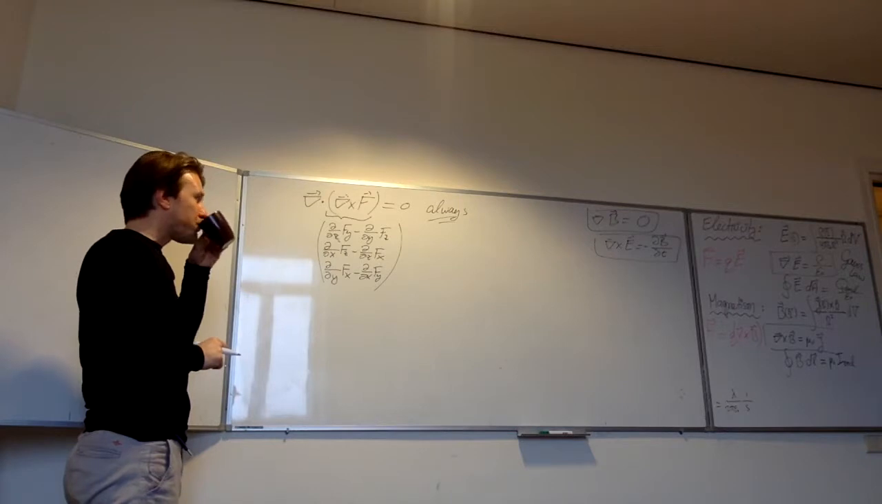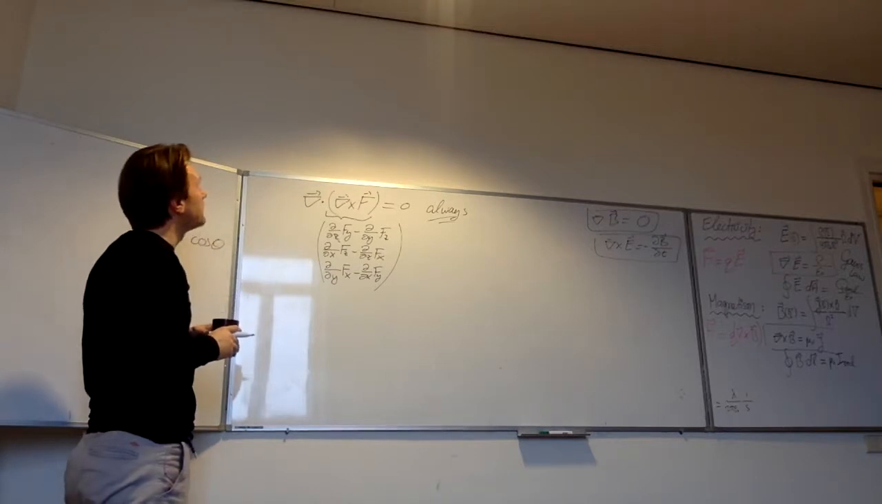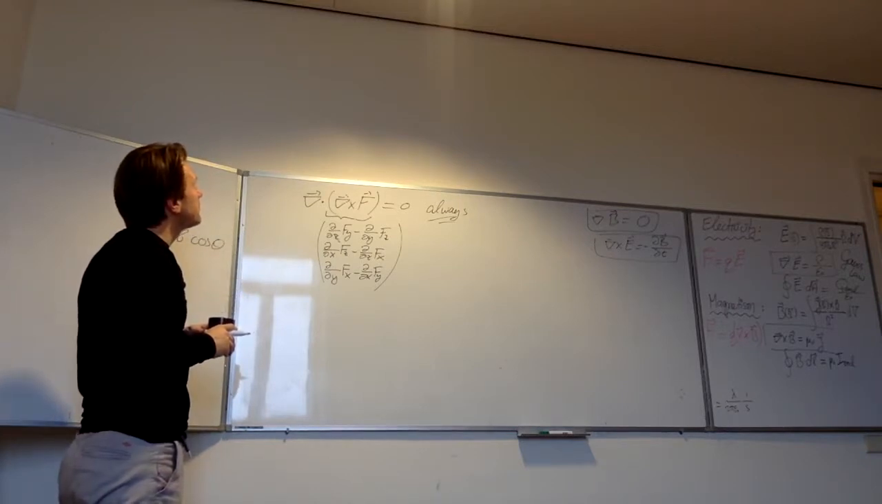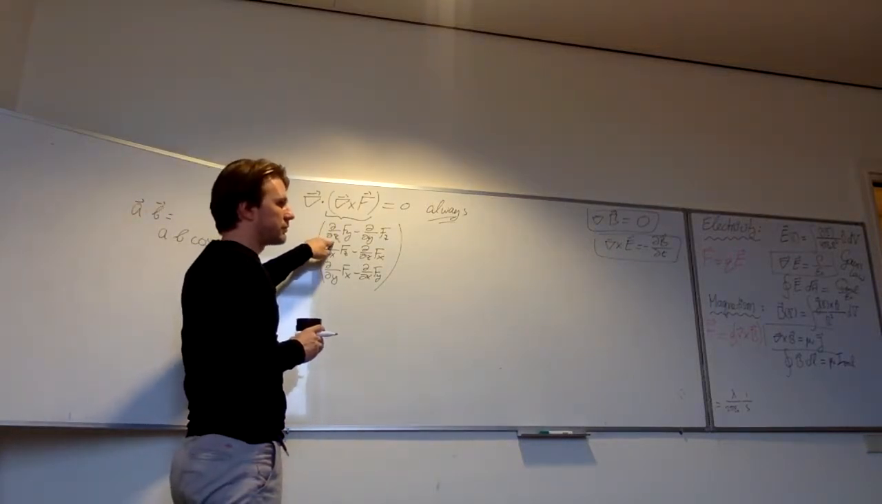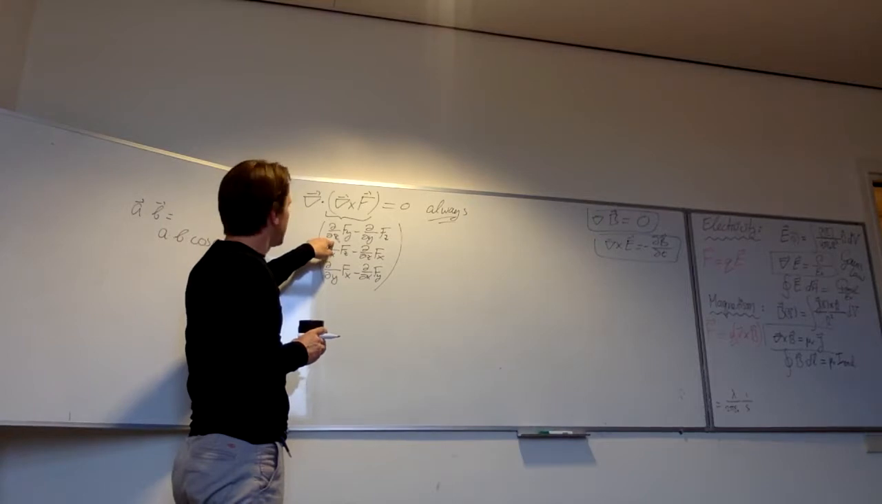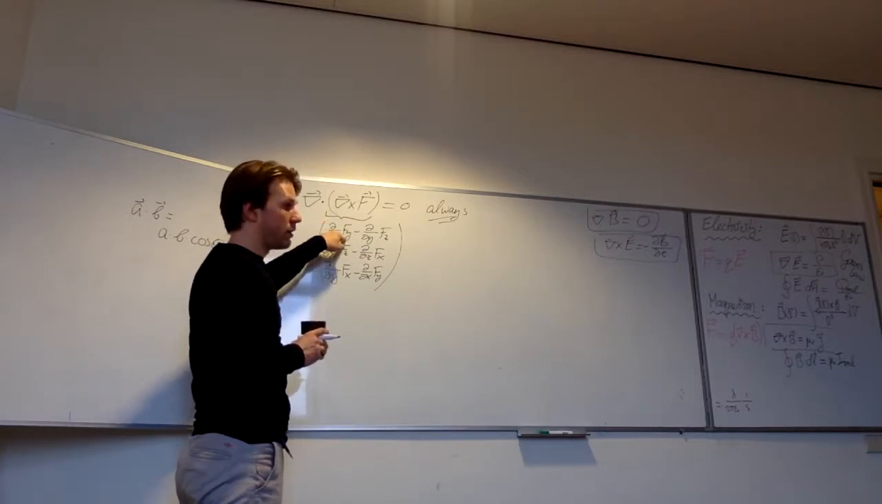Feel free to check me, by the way, it might be wrong. Looks different. Let's see. So I had ddy of fz minus dz of fy. Where did you get that from? Book. So it has ddy of fz. Yeah.